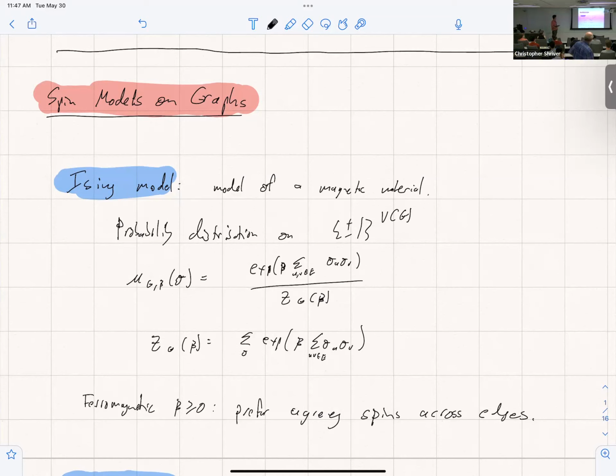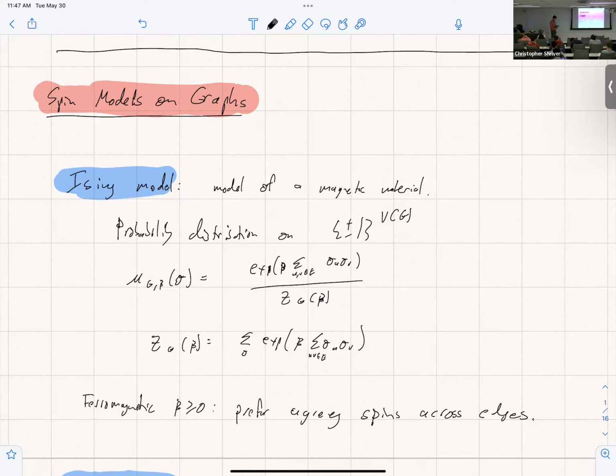And how do you specify this probability distribution? You pick a particular assignment of spins with probability proportional to the exponential of beta, some constant, times the sum over all edges of your graph of sigma_u sigma_v. In particular, this counts the number of agreeing edges minus disagreeing edges. Because if you're plus plus, you get a plus. If you're minus minus, you get a plus. But if you disagree, you get a minus.